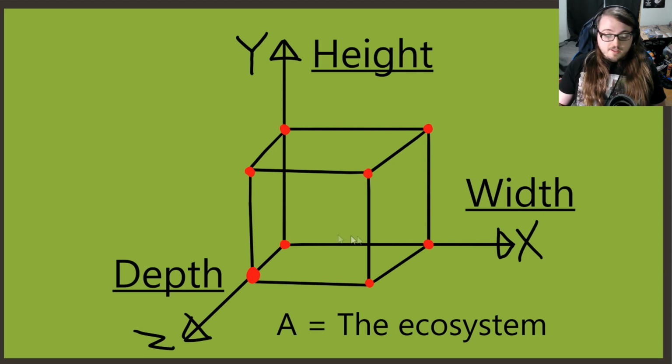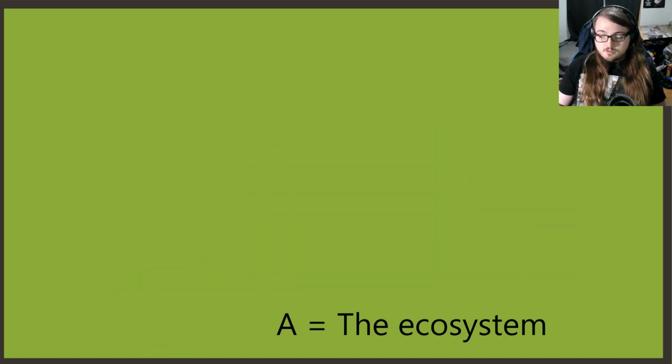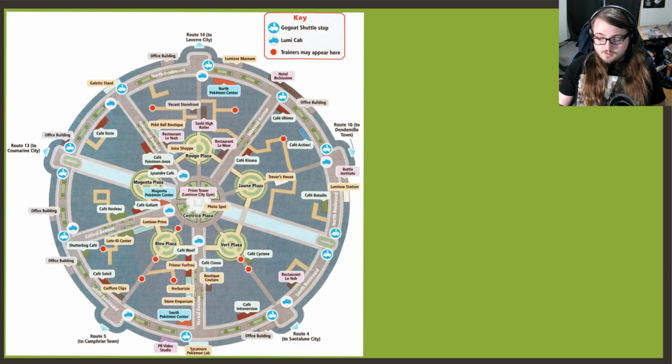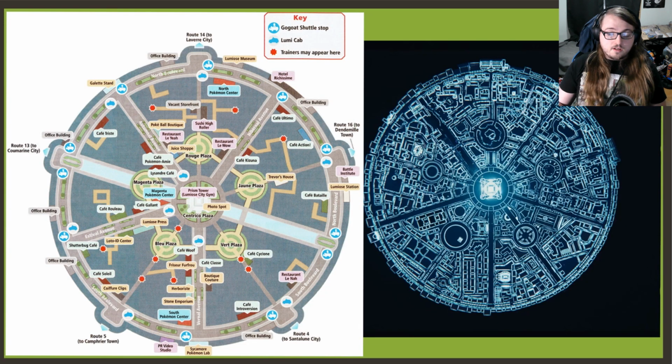So let's just say this is true, right? And the A is also part of the ecosystem. So let's jump into something a little different. Alright, so you probably know what these are. These are both Lumiose cities. This is a picture of Lumiose City from the present. It's actually just a picture labeling all the different landmarks and stuff that are in the city.